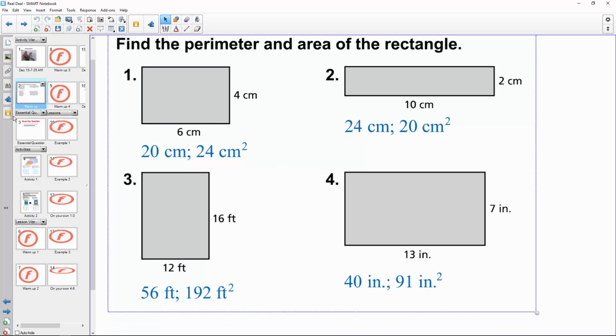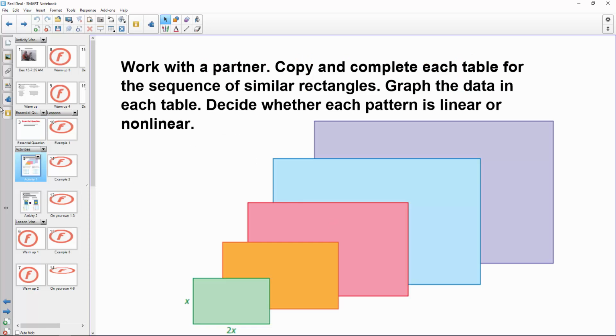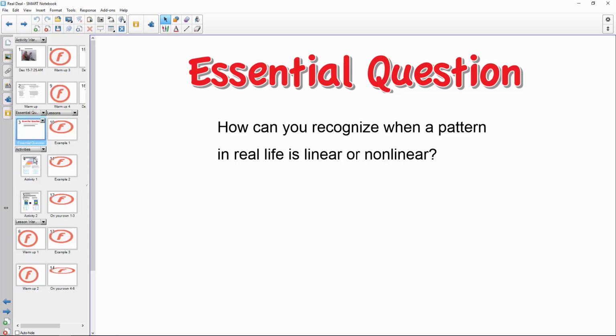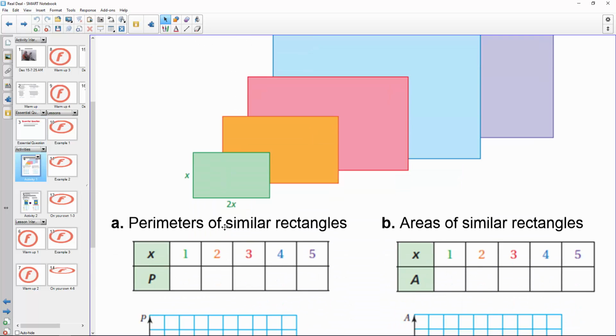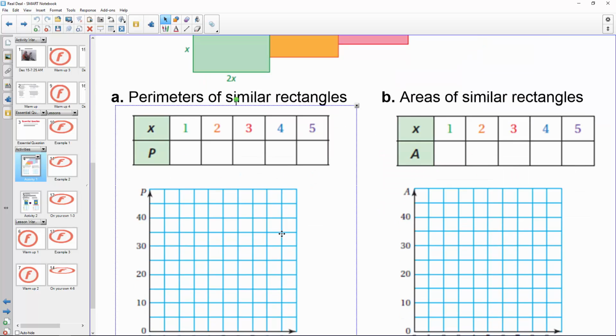Alright, so here are the various answers. And we want to recognize when a pattern in real life is linear or if it's non-linear. So if we go through here and we want to figure out the perimeters of these various shapes, I have x and 2x, and if I plug in a 1 for this, my perimeter, of course, would be 6x. So it would be 6, and then 12, and then 18, and so on. And that would be the perimeters. The areas, however, would be like 2 times 1, which is 2, and then 4 times 2, which is 8, and so on. And this would not be linear.